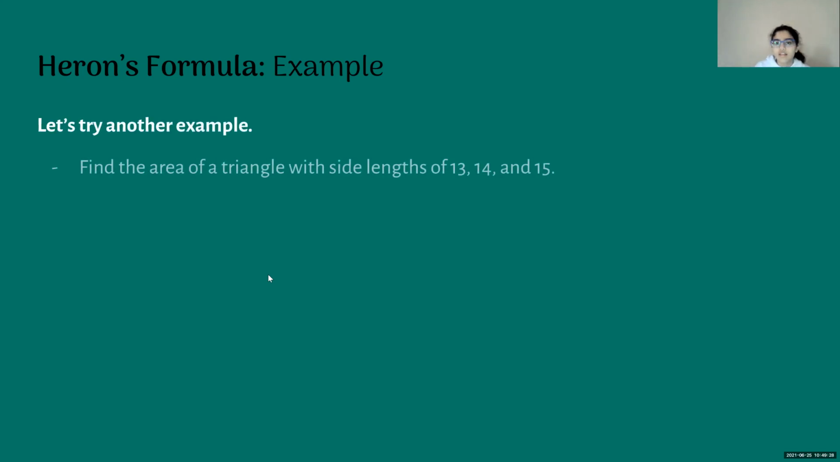So let's try another example. Find the area of a triangle with side lengths 13, 14, and 15. Use Heron's formula.